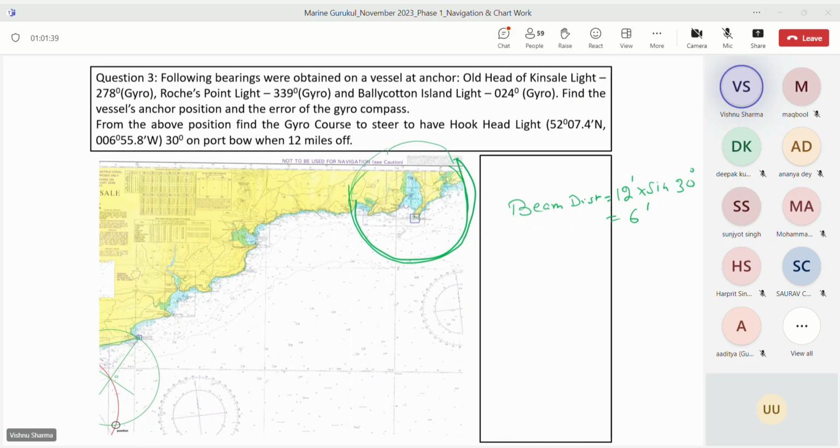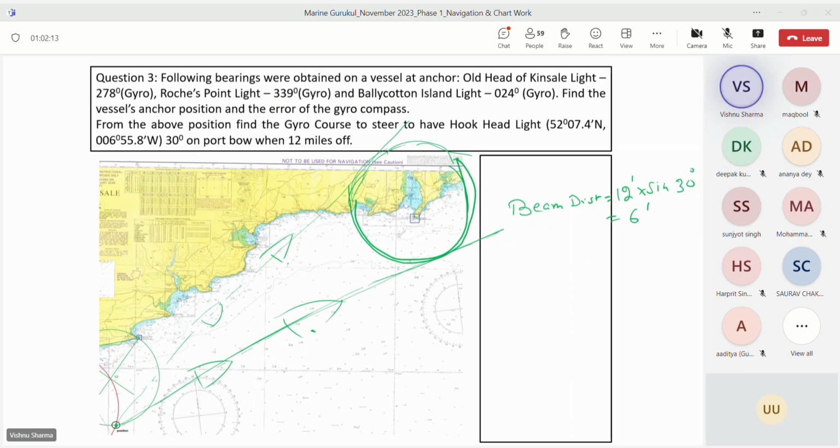Now from this anchor position, you have to draw a tangent to this circle. Now please remember, from any point outside the circle, you can draw two tangents. One can be drawn like this, the other can be drawn like this. Which one we have to draw will depend upon whether you have it on the port bow or the starboard bow. If the ship steers this course, then the light is on the starboard side. If the ship steers this course, the light will be on the port side. Am I right?